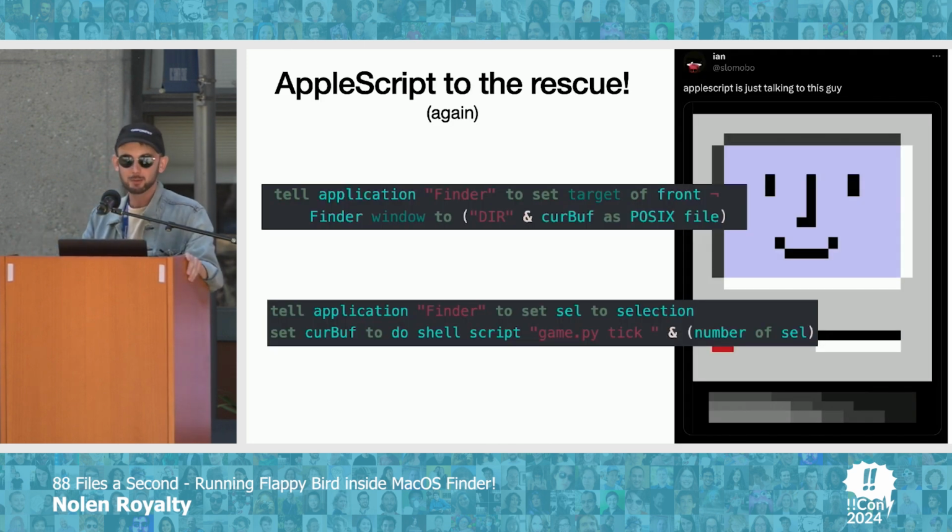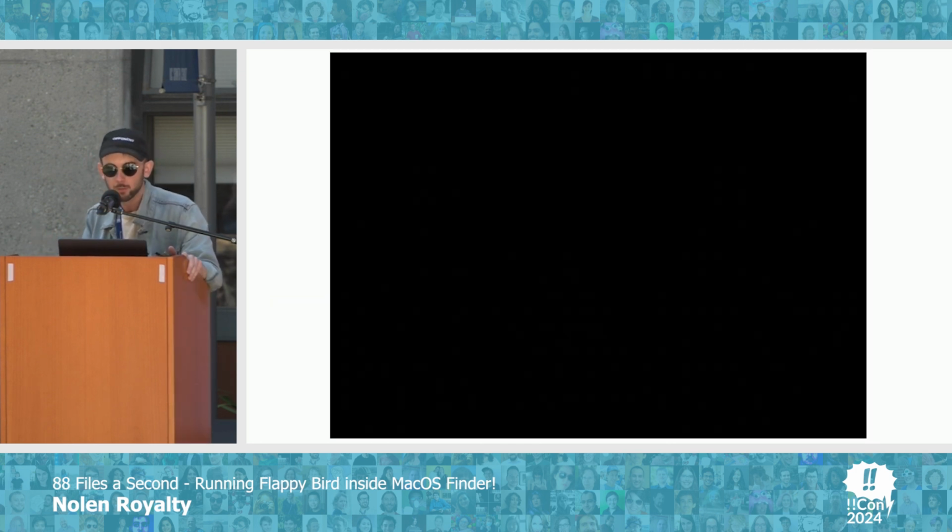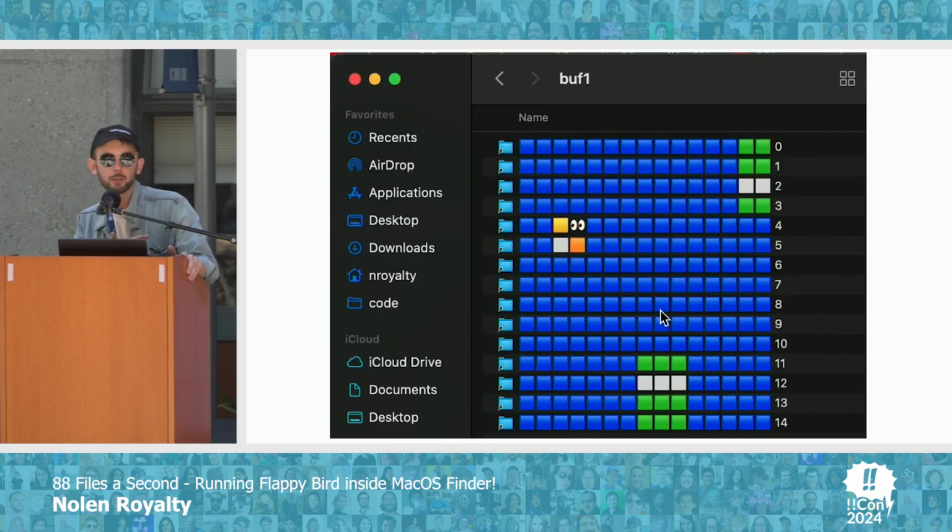We love it. You can simply say, tell application Finder to set target of front Finder window to dir curbuff as POSIX file, normal stuff. And that will change which directory Finder is displaying. And that gives us a game that looks more like this.